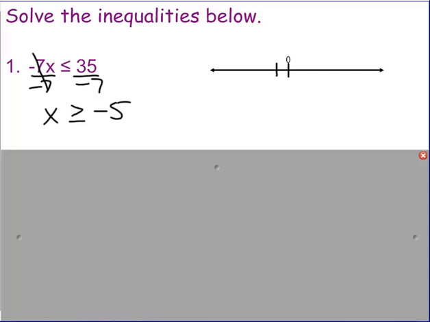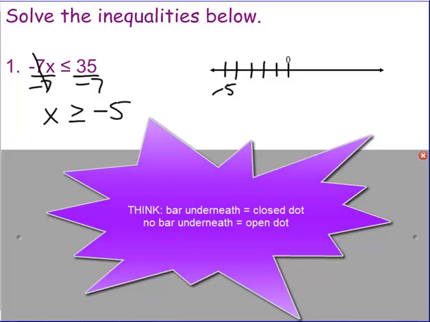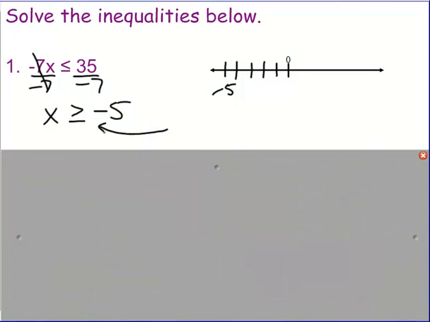To show that, I want to find that boundary marker of negative 5 and mark it. There's two ways that we mark these, if you remember from last year. If x can be equal to that value, we use a closed dot. If x must be greater than or less than that value, we use an open dot. In this case, because we see that bar and we know that x can be greater than or equal to negative 5, we'll first start by marking that spot with a closed dot, because negative 5 actually would produce a true statement when substituted in for x.